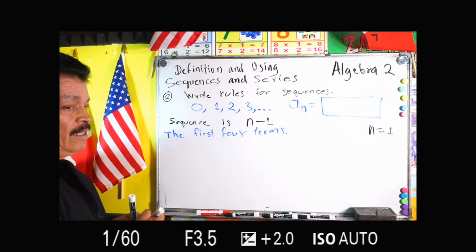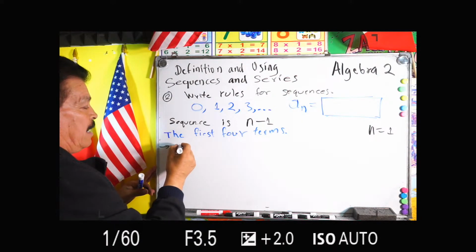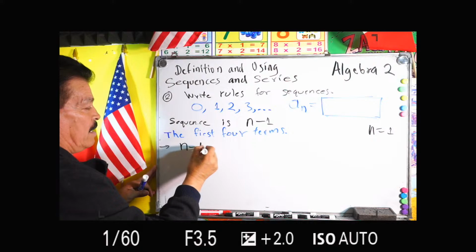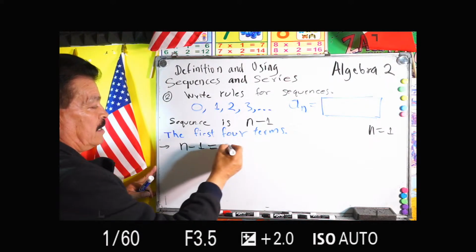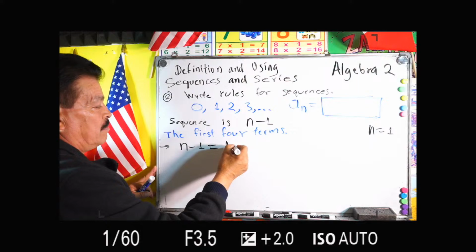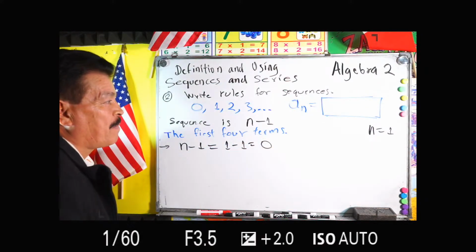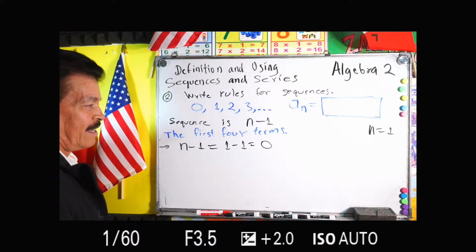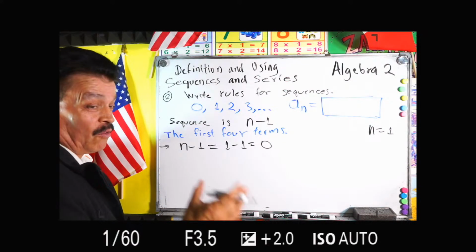Let me substitute. Let's write right here. Start it right here. n minus 1. Here, let's write n equals 1 minus 1. The first term is equal to 0. See? Look at this. It's very easy. It looks easy, but it's confusing.